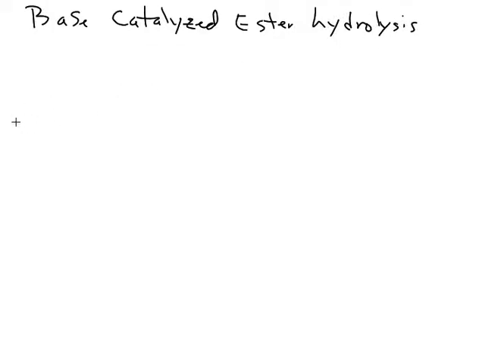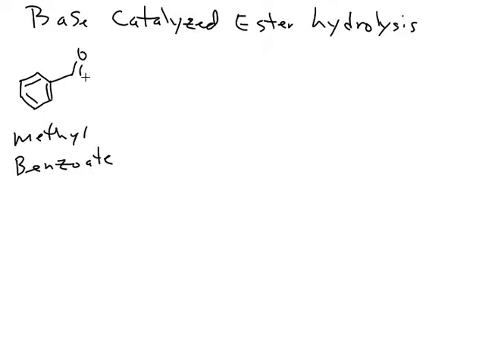And I'm going to do this base catalyzed ester hydrolysis on methyl benzoate. I'm going to draw my benzoate portion first. This is a benzene ring, which means it's an aromatic ring connected to the carbonyl. And then I have my oxygen, which is the ester bond, and a methyl group, so simply one carbon.